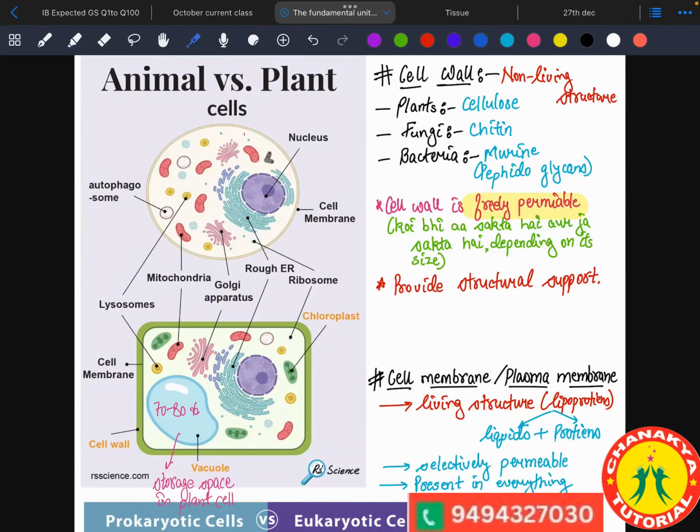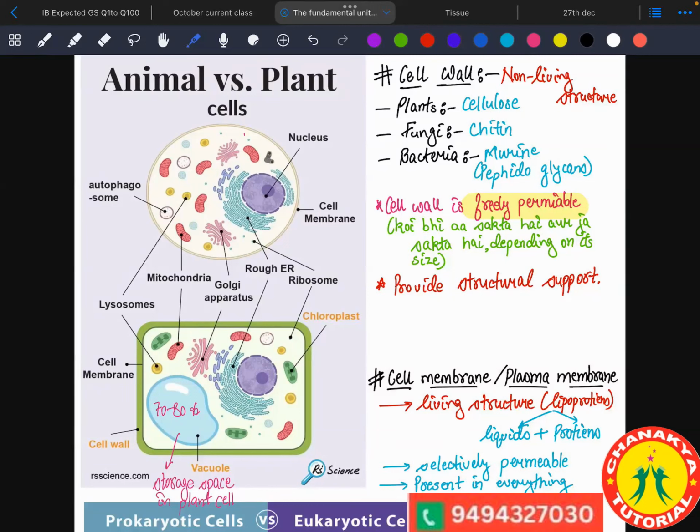There is a cell membrane also, there is a cell wall also. Anyone know about the cell wall? Cell wall is made up of cellulose, and it is only found in plant cells. Cell wall is found in plant cells and also maybe other unicellular organisms, but it is not found in animal cells. Correct. The basic function of the cell wall is to give a definite structure, structural support.